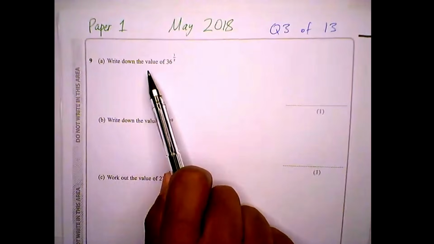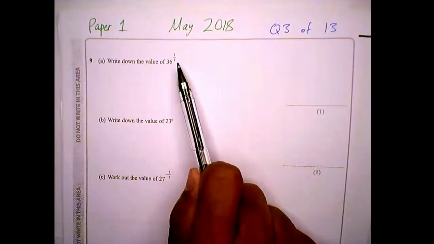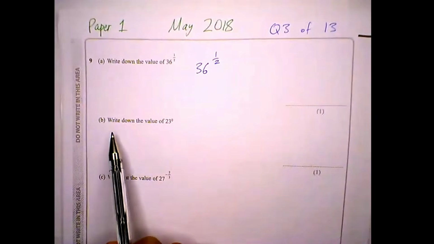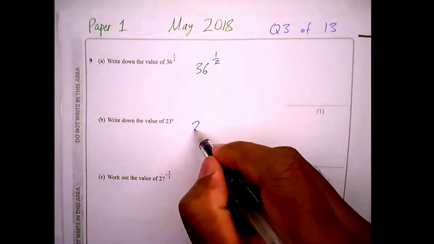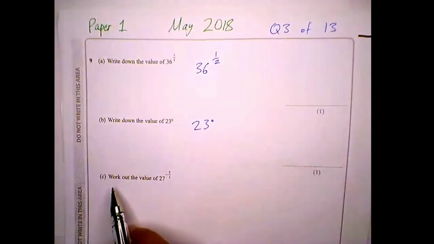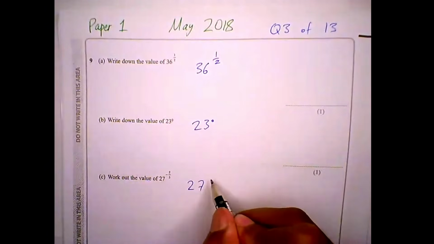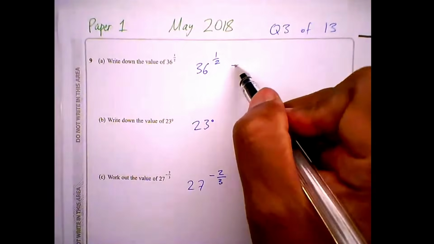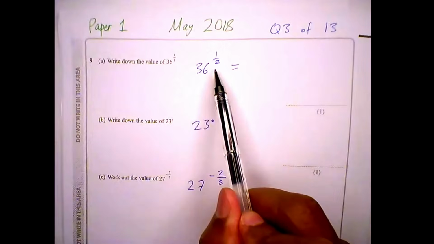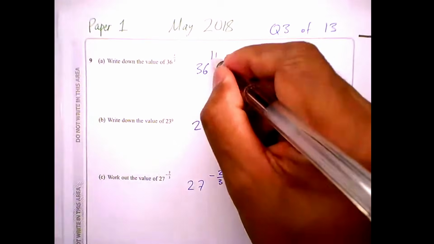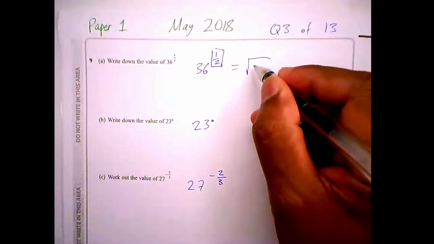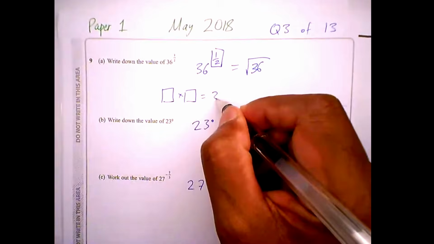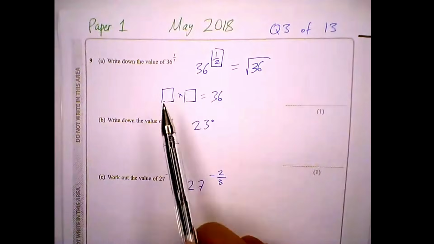9a, write down the value of 36 to the power half. Question 9b, write down the value of 23 to the power 0. And C, work out the value of 27 to the power minus 2 over 3. Okay, so again, similar to one of the previous questions, when we see a power of half, that's the same as square root. So what two numbers multiplied gives me 36? What's the same number twice, rather?